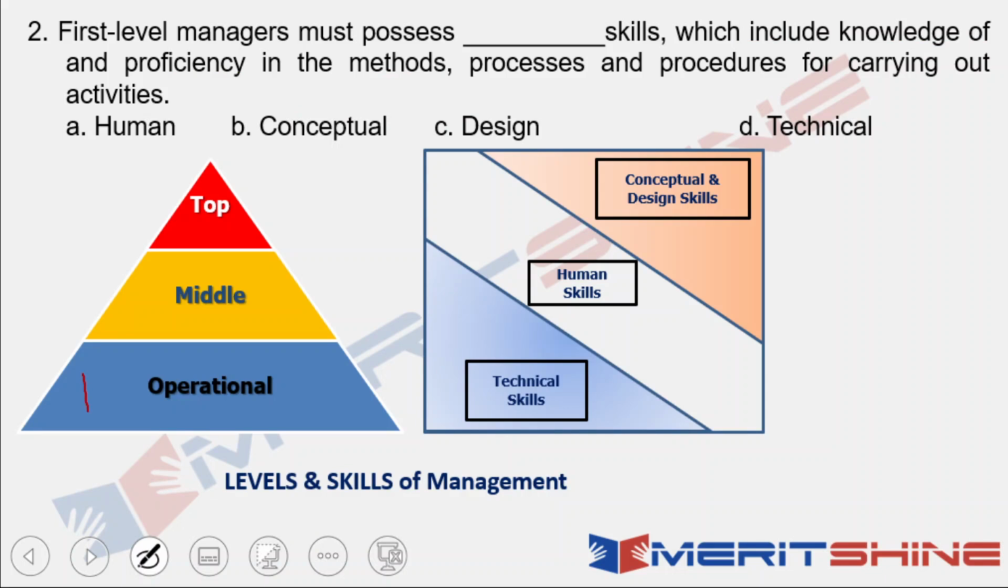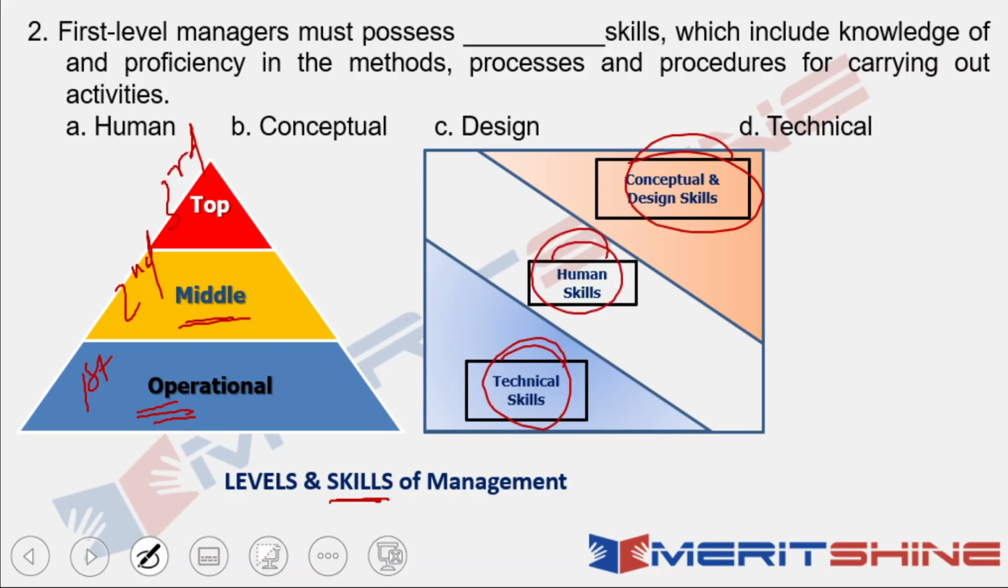So these are the levels of management. First level, the lowest level, is the operational level. The second level is the middle level, and the third level, the topmost level, is the strategic level, or the level of top management. Now, what are the skills of management that are required according to the level? I'll come to how they relate to each level, but the three main skills are technical skills, human skills, and conceptual and design skills. These are the three main skills that are required for a managerial professional.